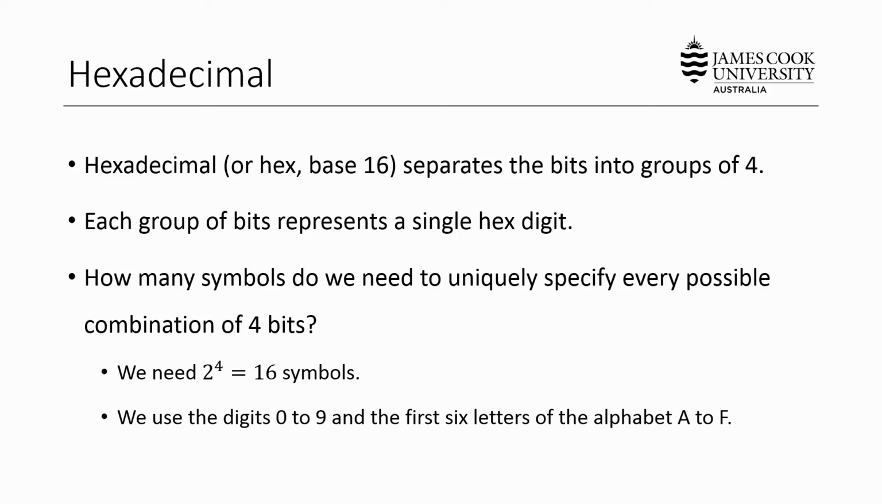16 symbols. As a result, we use the symbols from our numeric form, 0 to 9. They make up the first 10 symbols. And then we need 6 more symbols. So we use A through to F. Okay? And that's where we get those values from.